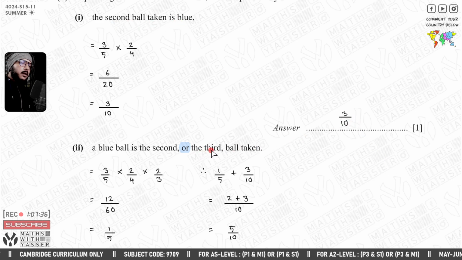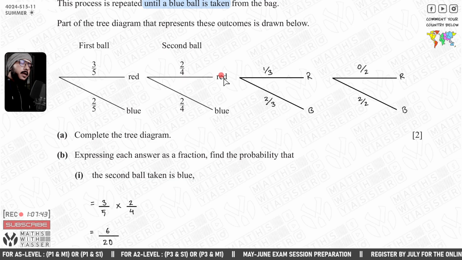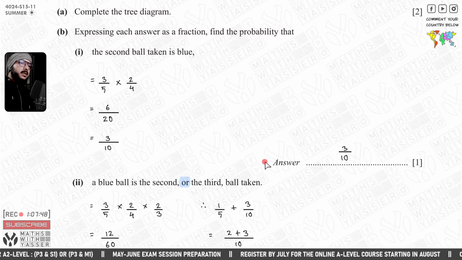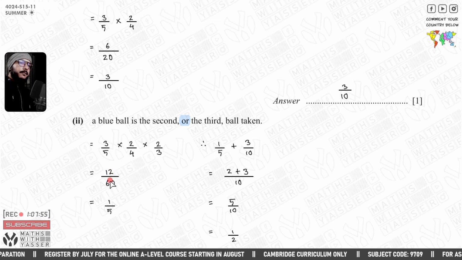Now for the third ball to be blue, that means we take a red, then a red, and then a blue. And since the events are followed by each other, we need to multiply the fractions. So 3/5 times 2/4 times 2/3. Simplifying, we get 12/60. If we divide both the numerator and the denominator by 12, we get 1/5. Because 12 times 1 is 12 and 12 times 5 is 60.